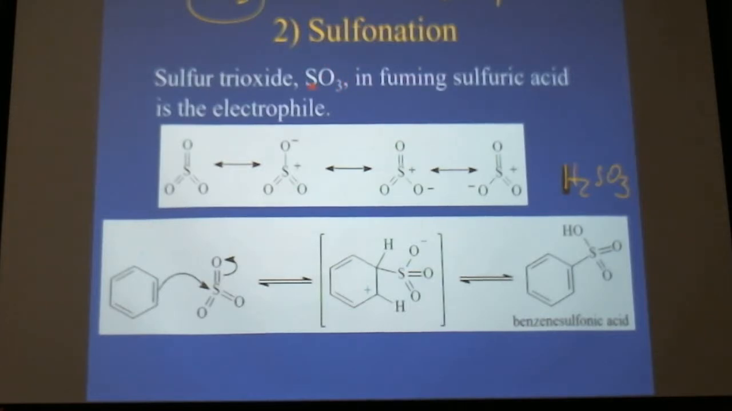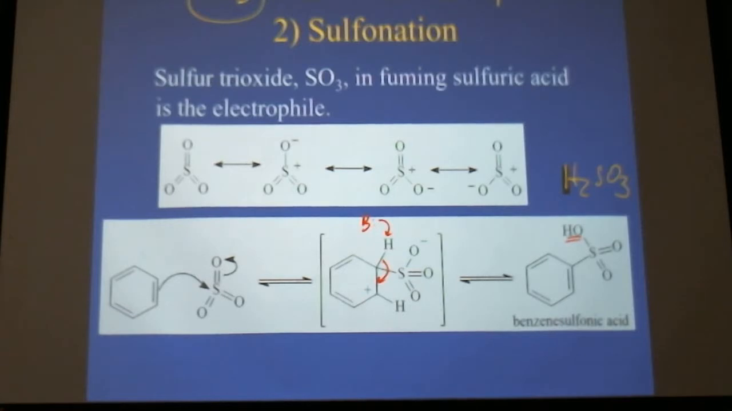Sulfur trioxide is a gas. You can write it like this, or you could write resonance structures. Clearly your sulfur is positive, while the oxygens share the negative charge. Sulfur trioxide is a powerful electrophile, which your benzene ring can attack. The positive sulfur forms this sigma complex, some base or solvent comes along, and we re-aromatize. This can pick up a hydrogen, and this is a sulfonic acid.